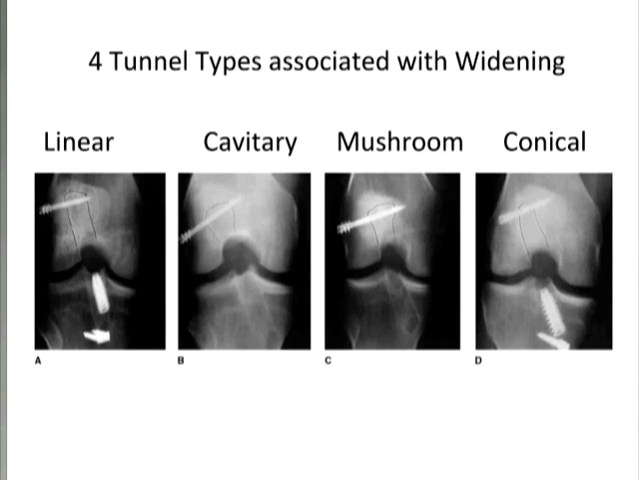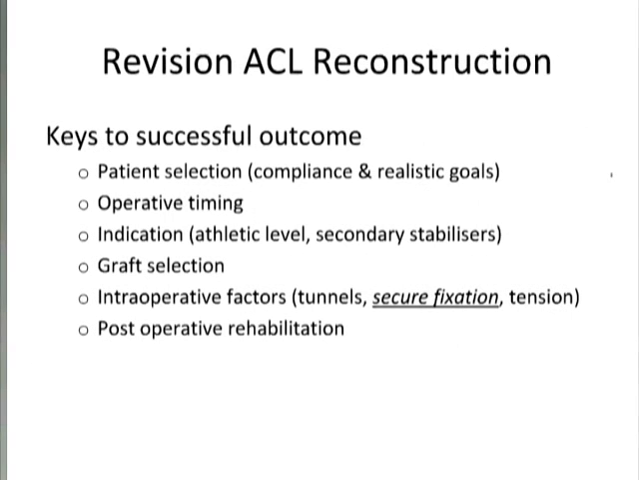So when planning a revision ACL reconstruction, the keys to a successful outcome are to select your patients, make sure that as much as possible they're going to comply with the rehab protocol that you're going to instigate, and realize that they've got achievable goals that are realistic. Timing is very crucial when you do the operation to ensure that you've got as much in your favor. And make sure that you're doing it in the correct patient, so whether they're athletic and whether you've corrected any secondary stabilizer injury as well.